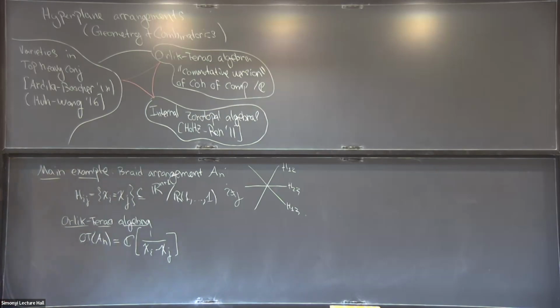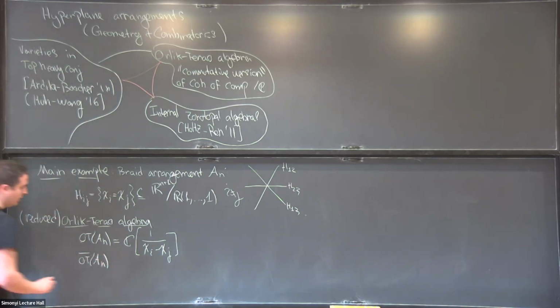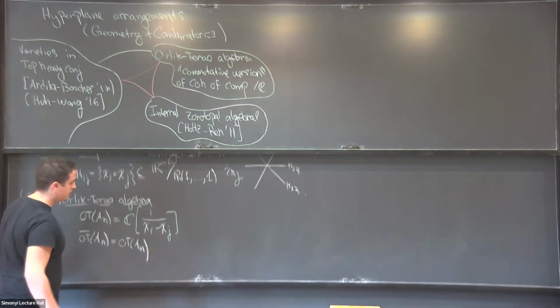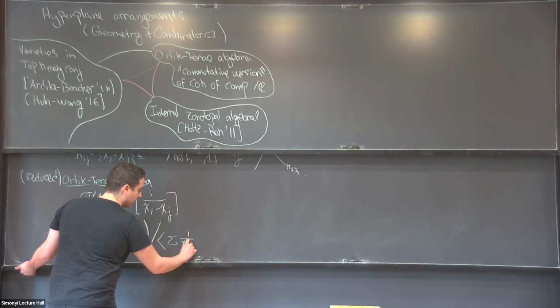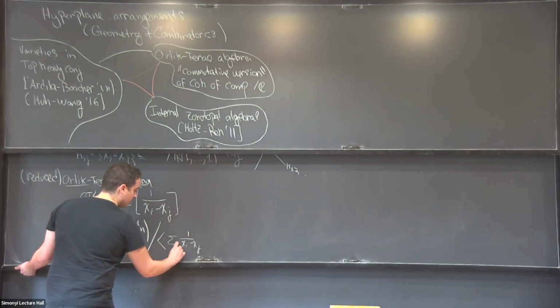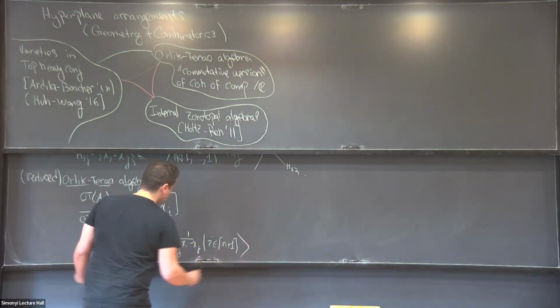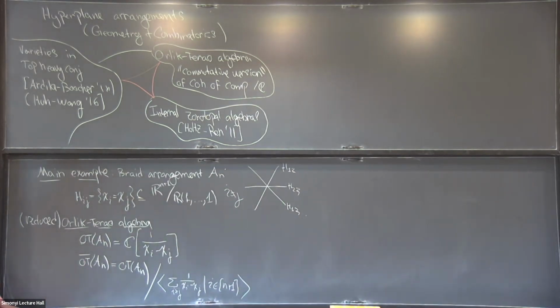There's also an Artinian reduction called the reduced Orlik-Terao algebra, which I will write OT bar. And this is the quotient by the following linear system of parameters. So I'll take a sum of some generators, i not equal j, where i is something in my index. And by Artinian, I mean that this OT bar has finite dimension as a complex vector space.